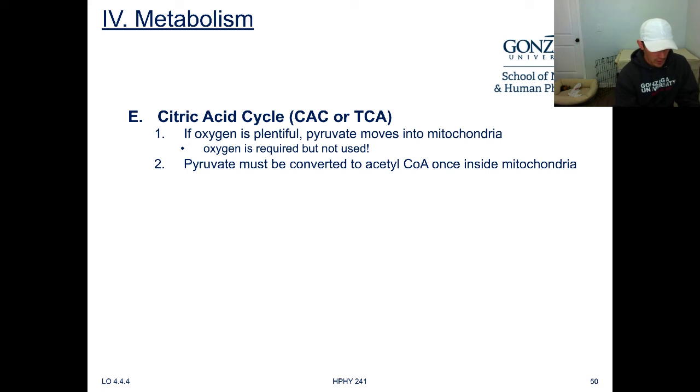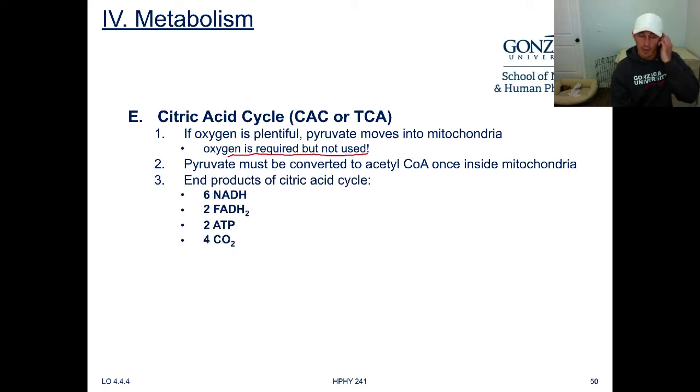However, a point to note is that even though oxygen levels are needed, we still don't use oxygen itself in the citric acid cycle. We actually don't use oxygen until the third and final step, and that's during the electron transport chain. So pyruvate must be converted into acetyl-CoA once it gets inside the mitochondria. Again, we'll talk about the big picture here, what's being produced in the citric acid cycle, before we go through the steps. So we start with glycolysis.